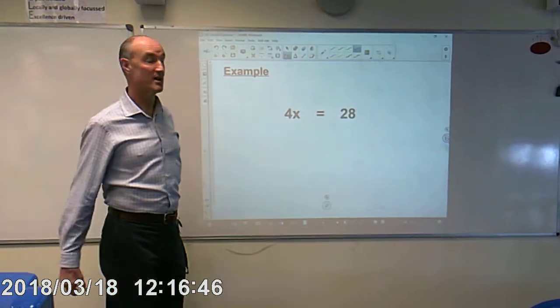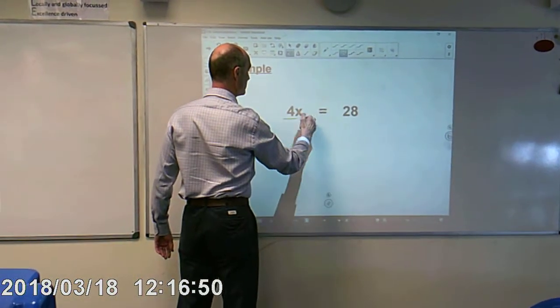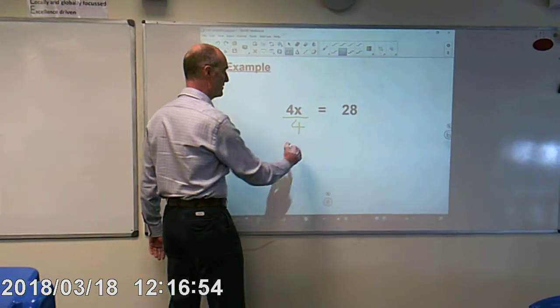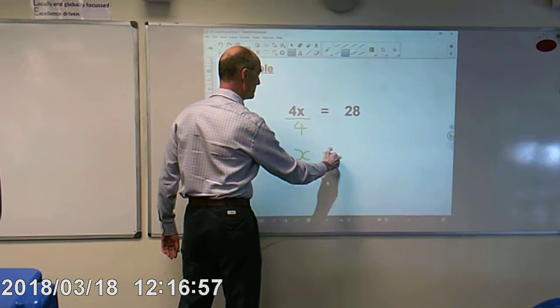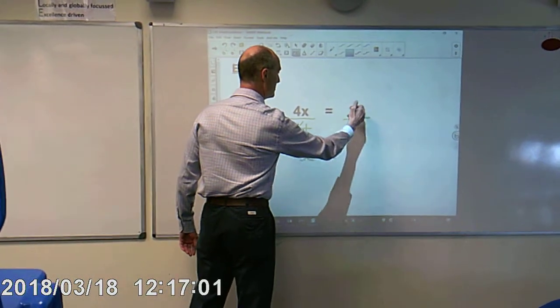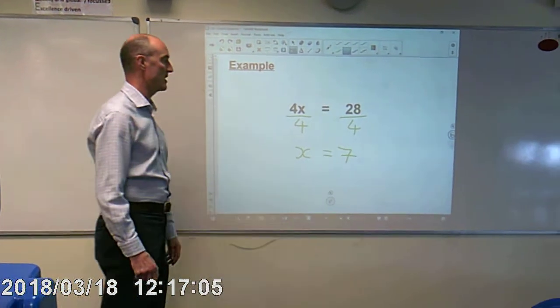4 lots of x equals 28. We want to get the x on its own. Yeah, again. This time we want to get rid of that 4, so we divide left-hand side by 4. That leaves us with x. Must do the same thing to the right-hand side. 28 divided by 4 gives us a value of 7 for x.